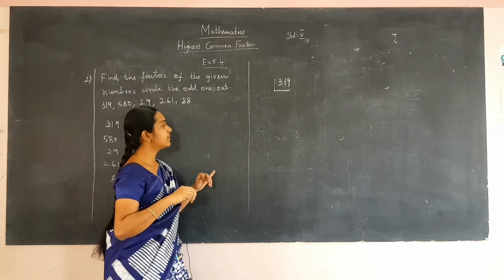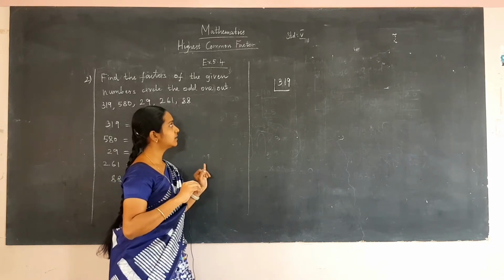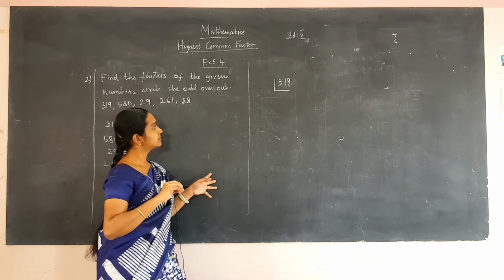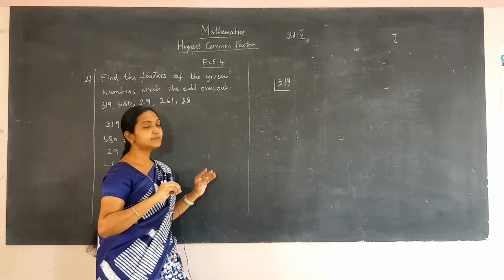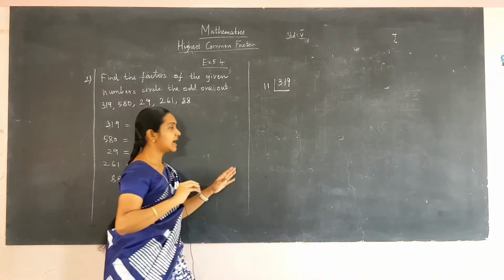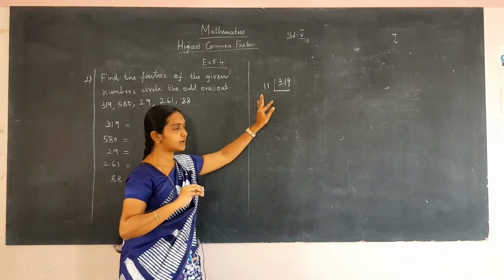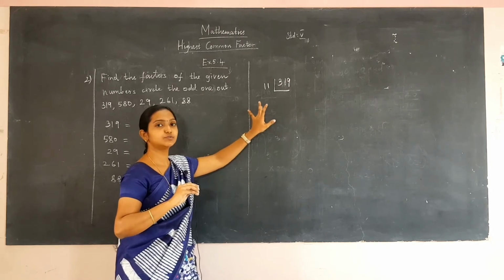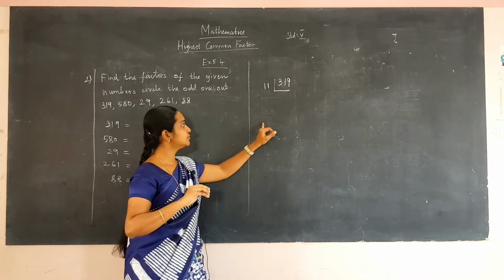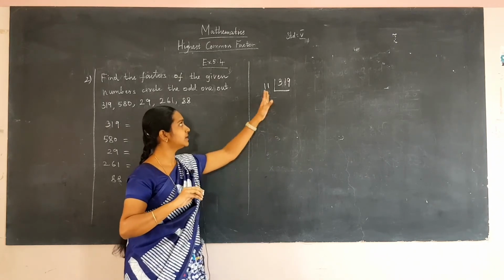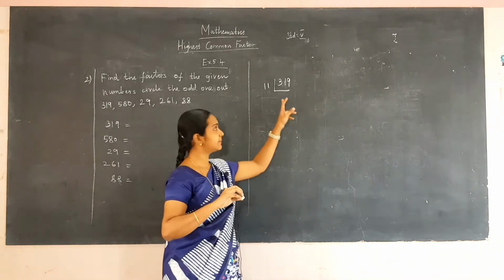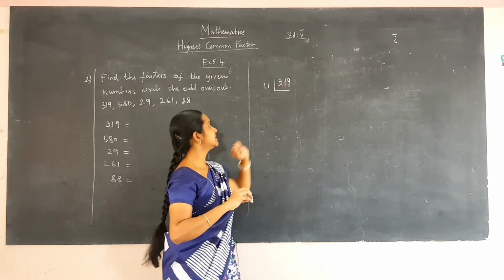It won't be divisible by 2, 3, 5, 7. It will be divisible by 11. We have to divide the numbers using prime numbers only. What are the prime numbers? 2, 3, 5, 7, 11, all these are prime numbers. 2, 3, 5 and 7 will not divide 319. So we have found that 11 divides 319.